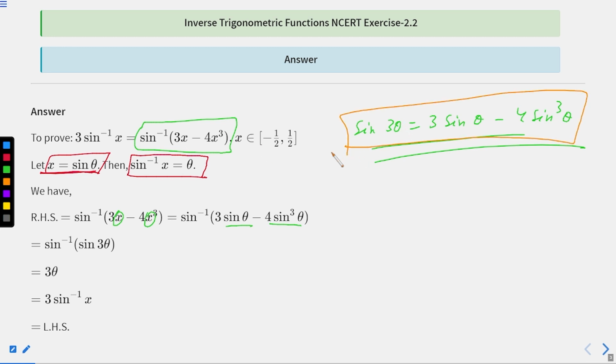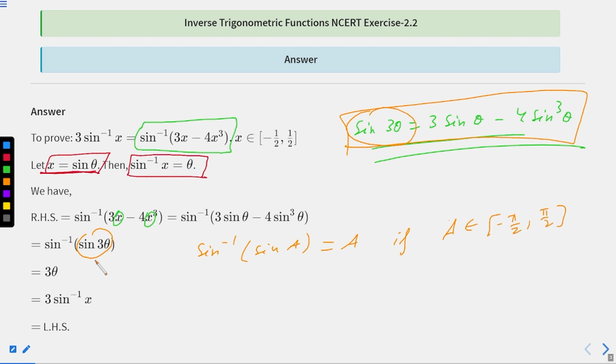So we will be using this. As 3 sine theta minus 4 sine cube theta is equal to sine 3 theta, I am going to replace this whole expression by just sine 3 theta. Now my right hand side becomes sine inverse of sine 3 theta. As you all know, sine inverse of sine A is equal to A only if A belongs to minus pi by 2 to pi by 2.